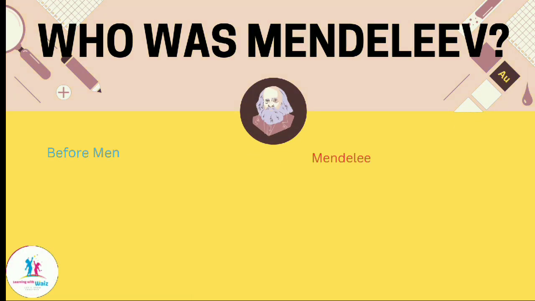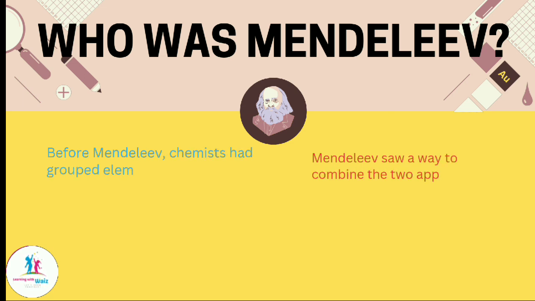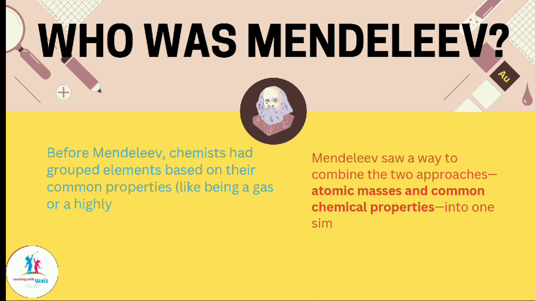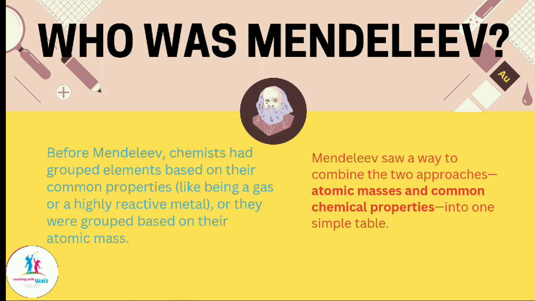Before Mendeleev, chemists had grouped elements based on their common properties, like being a gas or a highly reactive metal, or they were grouped based on their atomic mass. Mendeleev saw a way to combine the two approaches, atomic masses and common chemical properties, into one simple table.